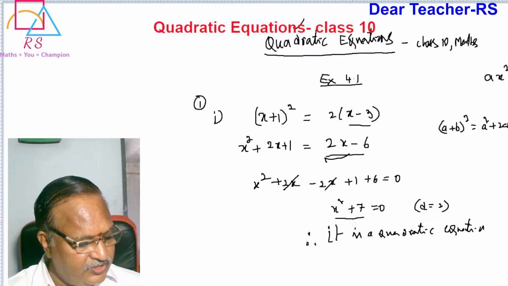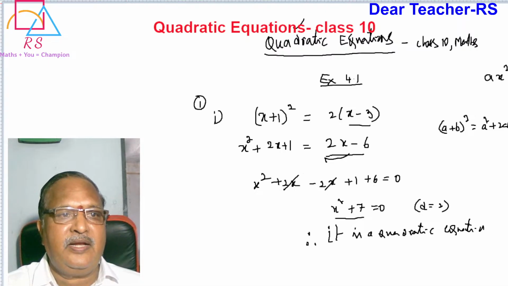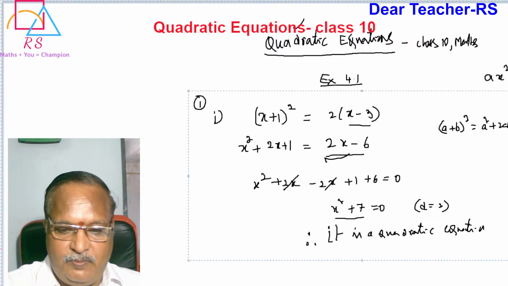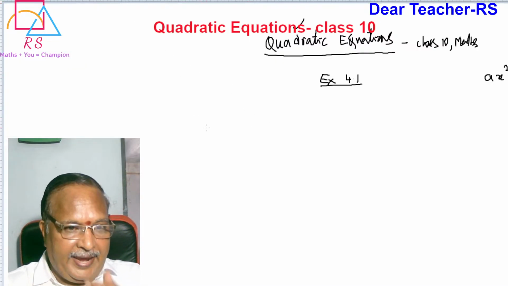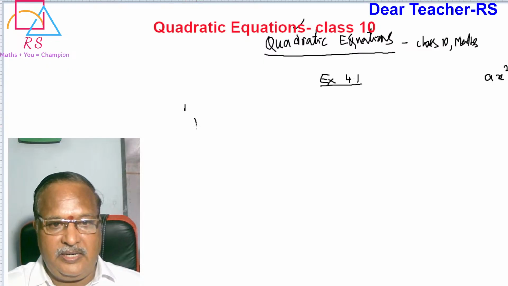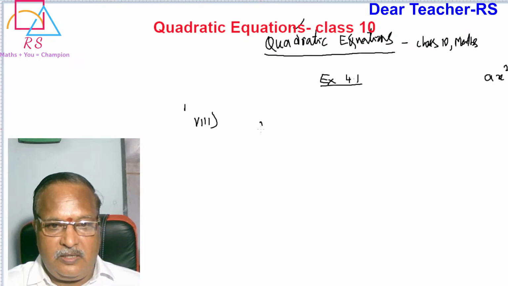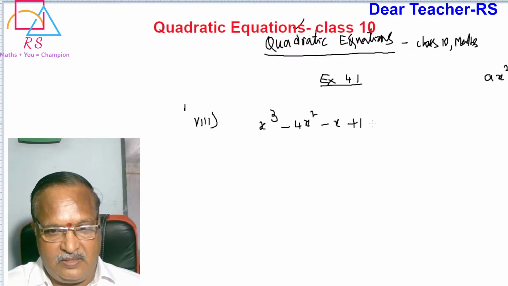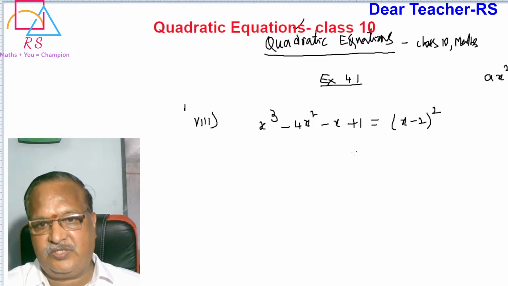So this is the first question, and let me do one more question. If you have the textbook, you can ask me which question you want. Only those questions will be done, because it's not possible to do all the questions. I will do the 8th bit, first question, and the 8th bit I will do. Okay, so x cube minus 4x square minus x plus 1 is equal to x minus 2 whole square.